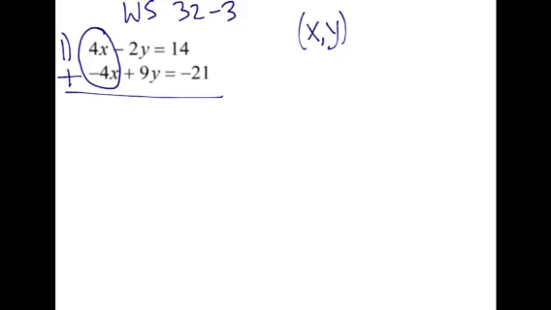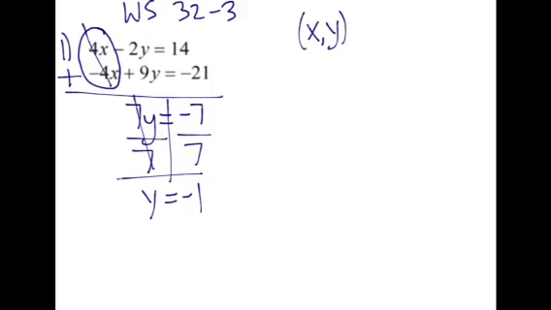So when I add these together, what happens is those negative 4x and positive 4x cancel out. Negative 2y and 9y makes 7y, and 14 and negative 21 makes negative 7. So the purpose of all the work that we just did was to get one of the letters to eliminate. The x was eliminated, hence the name elimination method. Now that one of the letters has been eliminated, it's a lot easier to solve for the leftover letter. Just divide both sides by 7, and you now know that y is negative 1. So my final answer has a y coordinate of negative 1.